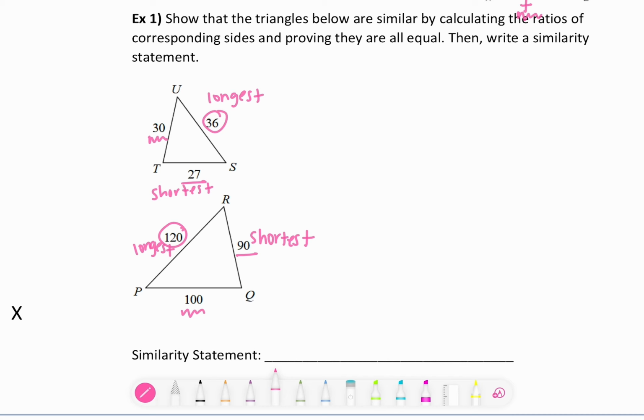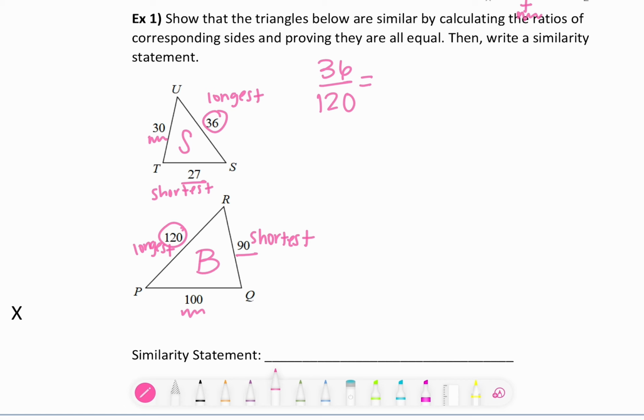Now, in order to figure out whether they are similar, we need to make our ratios in the same order. So no matter how you do it, you need to do it in the same order. Look at the smaller triangle, look at the bigger triangle, just be consistent. So if I, for example, want to start with 36, which corresponds with 120, those are the longest sides. That's fine. I can figure out what that equals. I can use a calculator to divide those, 36 divided by 120, and I can actually just write down what it equals to.